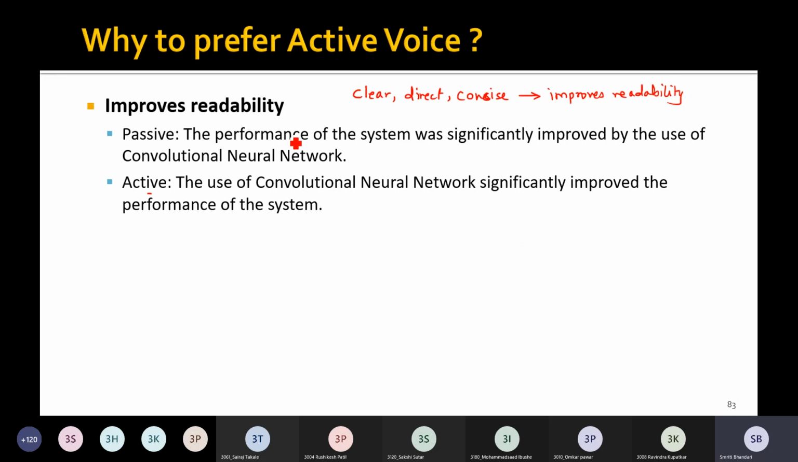Now, if we look at these two statements, we find that if we write this statement in active voice, it is more direct, more clear, more easy to understand. Do you agree with me? Yes, ma'am. Right. So this is the reason why we are using active voice sometimes, because it improves readability. And these are two examples written in passive and active voice.